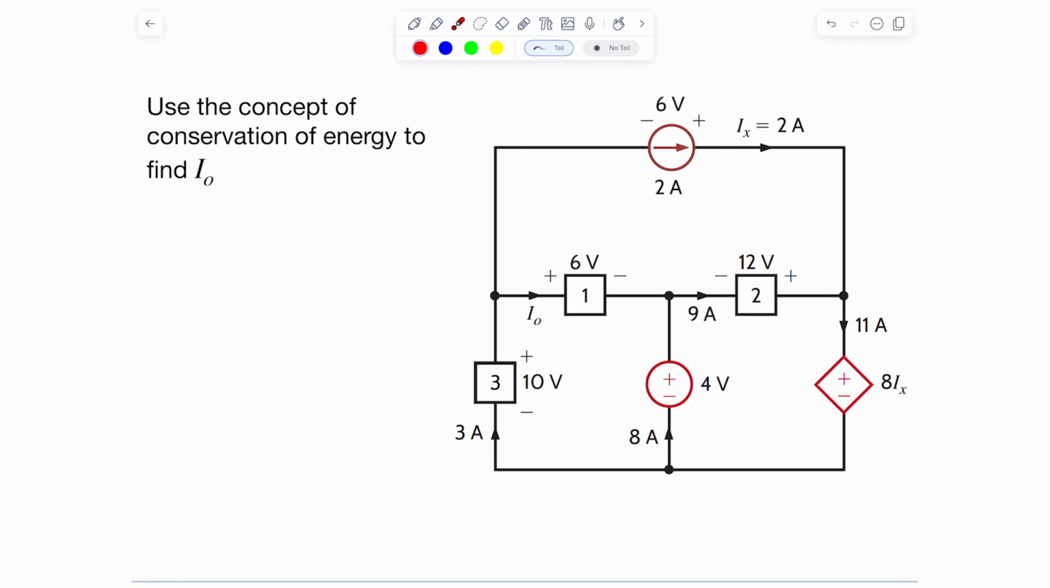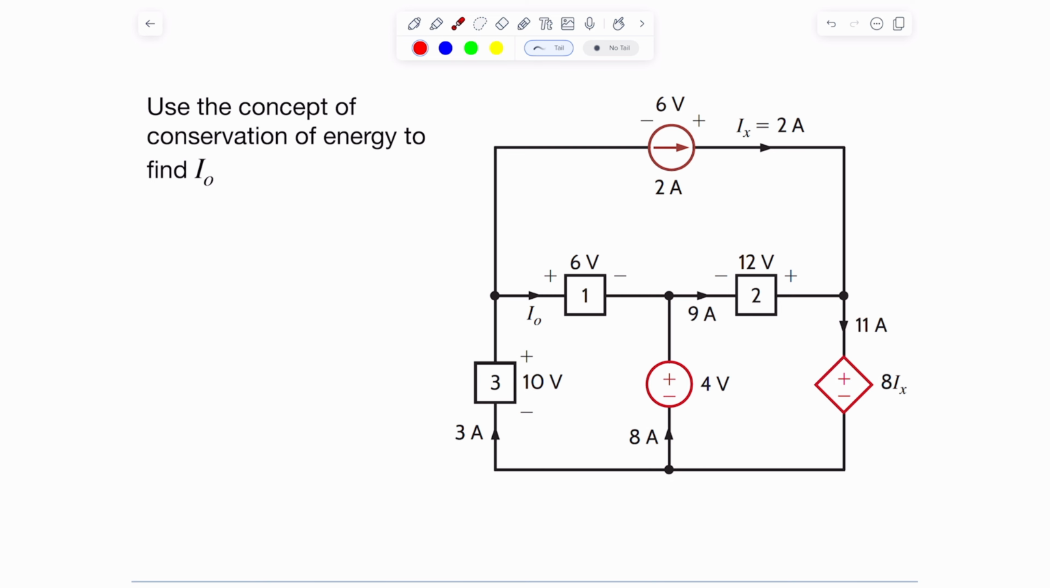And if you take a look at that in here, you will see that the I of x is somewhere here. Actually, it's specifically here, it's 2 amps. Okay, so this is 8 times I of x. So this is a voltage source that depends on the value of this particular current. And we have other elements. So what we're being asked to do is the following.